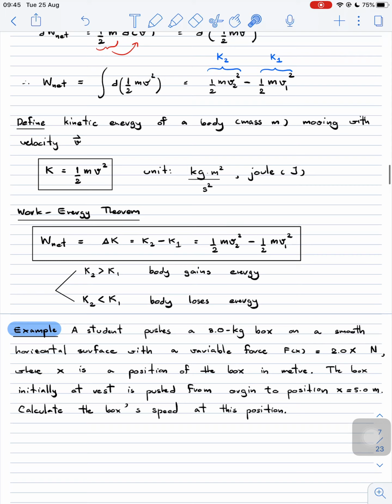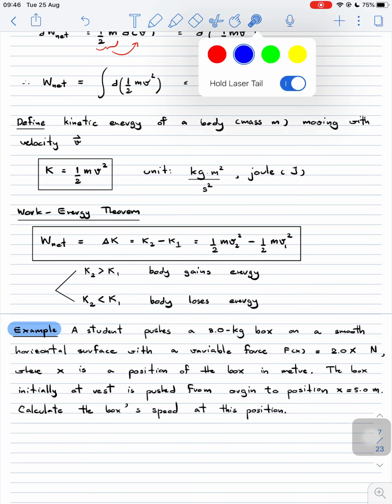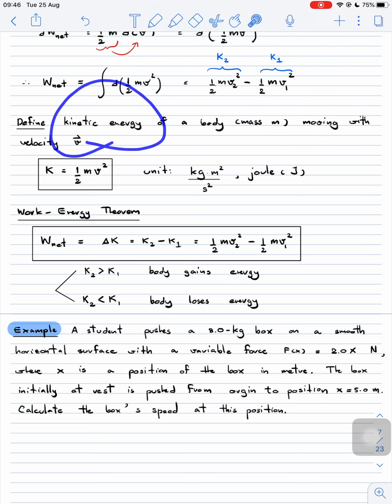One thing that I forgot to tell is the physical meaning of kinetic energy. Kinetic energy is an energy that an object or a body possesses as it's moving. So if the object is moving, it will have kinetic energy. But if the object is at rest, velocity equal to 0, it doesn't have kinetic energy anymore.